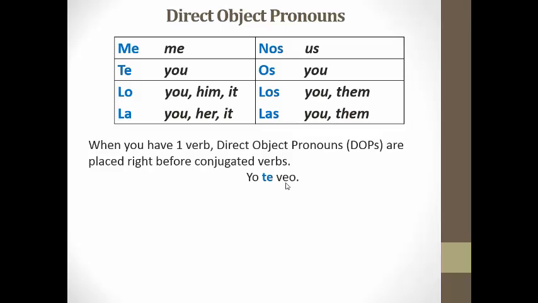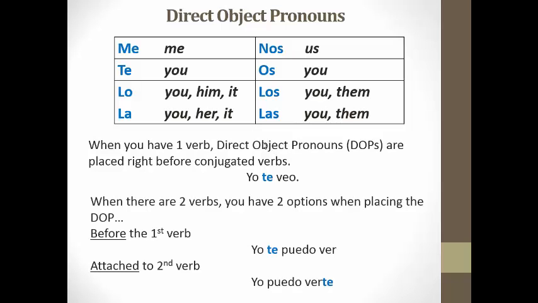I always like to tell the students that when you have one verb, you have one option as to where your pronoun goes. It goes in front. Okay, when you have two verbs in that sentence and those two verbs are right next to each other, you have two options as to where you can put the DOP. First option, you can put it before the first verb. Okay, so put it before the conjugated verb. This sentence here says, yo te puedo ver. I can see you. Your second option is to attach that pronoun to the second verb.